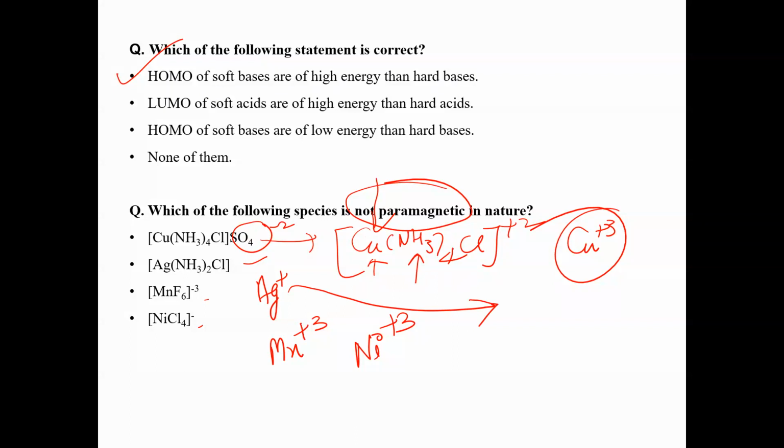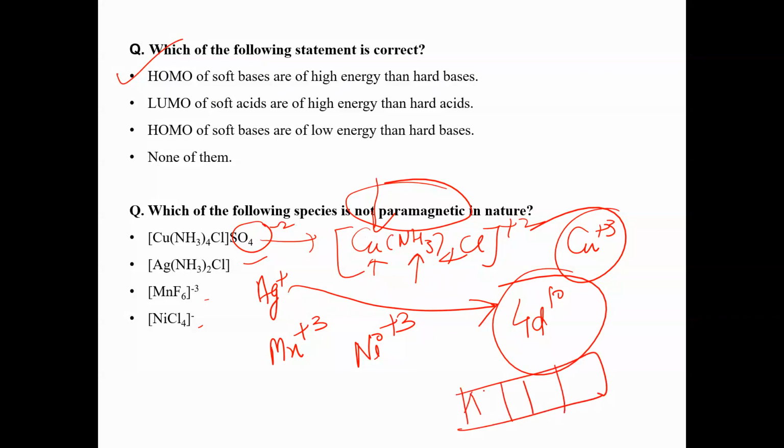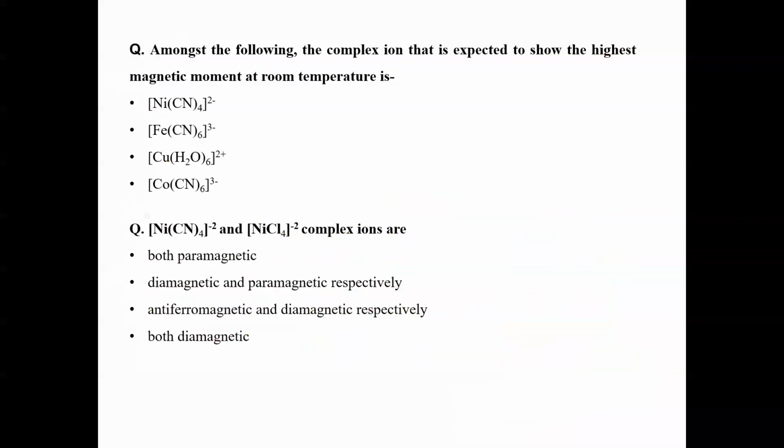So what will be the electronic configuration of Ag plus? That will be 4d10, right? So if I fill the electrons, all the electrons will be paired up, whether it is a strong ligand or a weak ligand. So there is no need to solve the other complexes. From here, you can just tell this species is diamagnetic in nature.